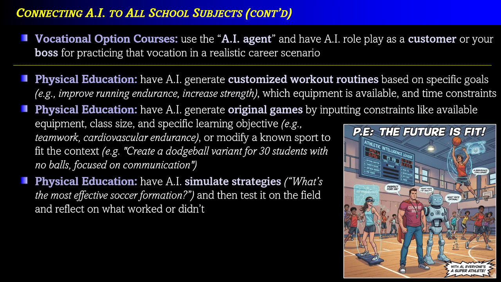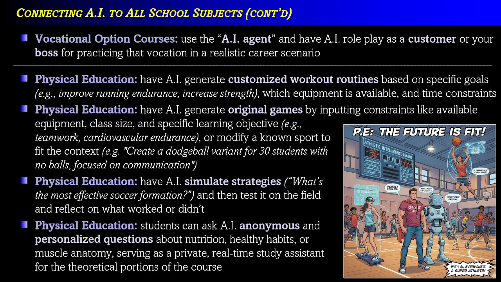You could have AI simulate strategies. What's the most effective soccer formation? And then test it on the field and reflect on what worked and what didn't. You could have students ask AI anonymous and personalized questions about things like nutrition, healthy habits or muscle anatomy, serving as private, real-time study assistants for the theoretical portions of a physical education program.